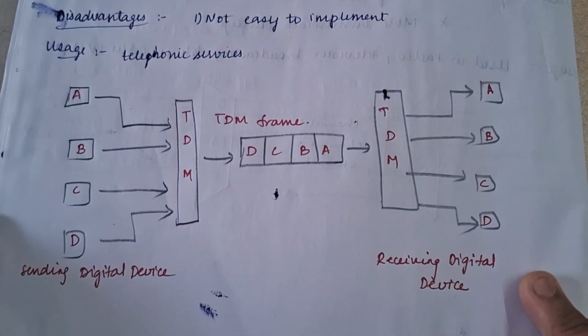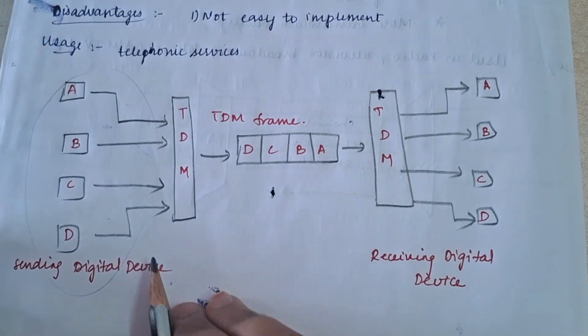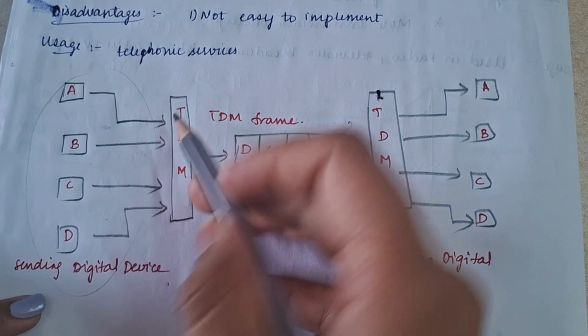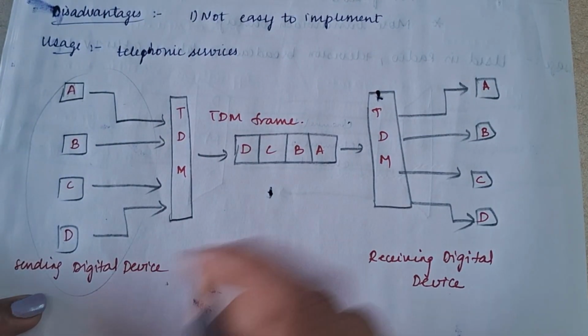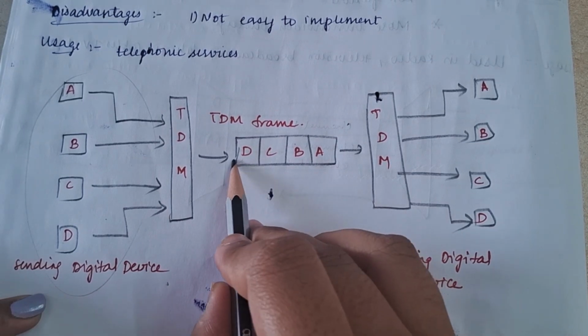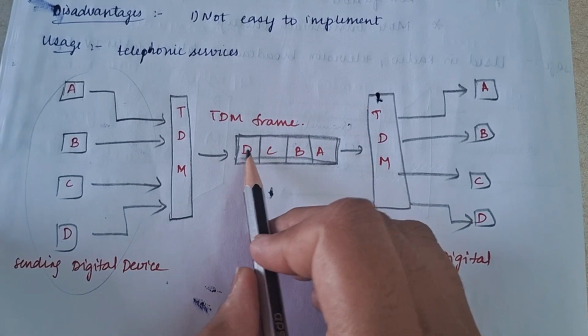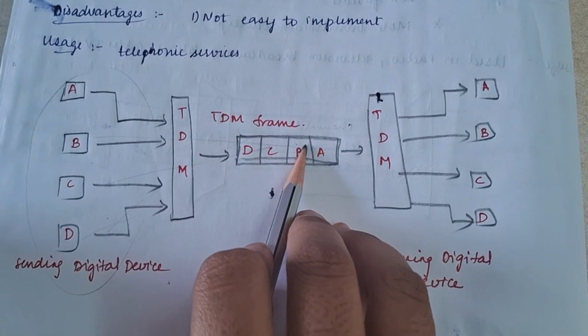Look here, sending digital device. It is a digital device to transfer the data from A, B, C, D. Okay, the shared medium is like a time division medium. This A, B, C, D will be in a time division frame. So look, D has been generated, and next C, next B, then A.